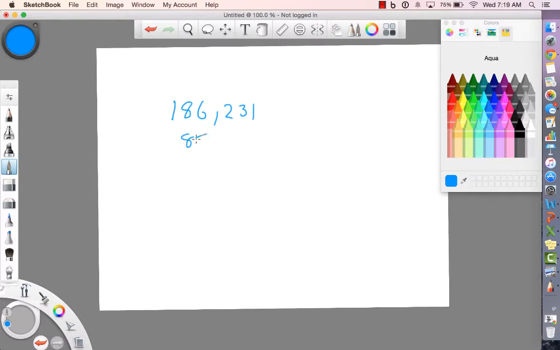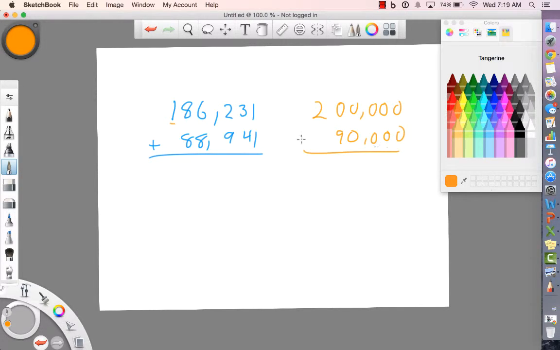186,231 plus 88,941. And the first thing they want you to do is estimate. So this one becomes 200,000, because this 1 turns into a 2 based on the size of this number. And this one becomes 90,000. This time we rounded both of them up.